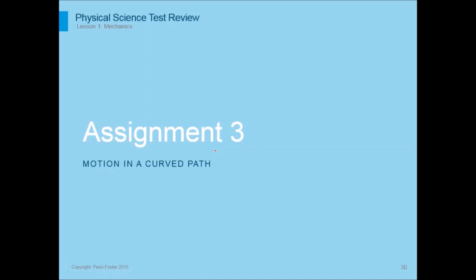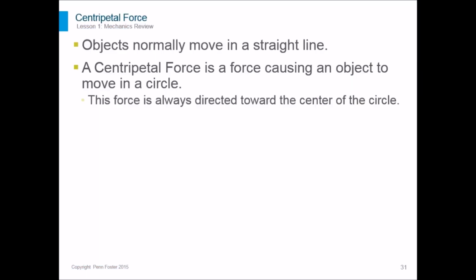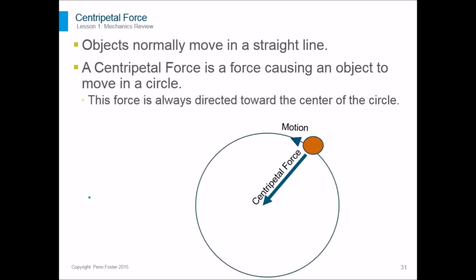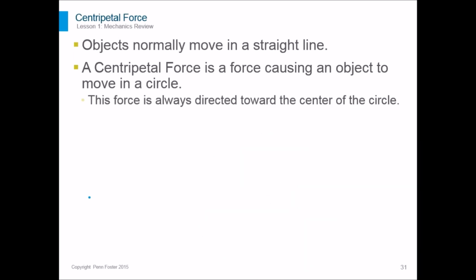Okay, so that sums up Newton's laws and forces, and we're also going to talk about motion in a curved path, which is lesson 1, assignment 3. So objects move in a straight line. This is actually Newton's first law. Remember, objects keep doing what they're doing unless an unbalanced force is applied to them. So something that's moving wants to go in a straight line. It does not want to change direction at all.